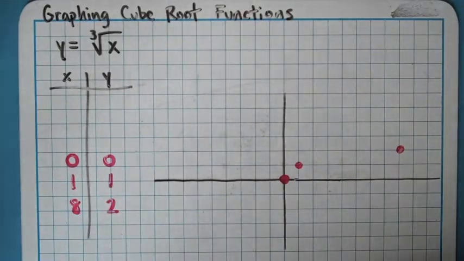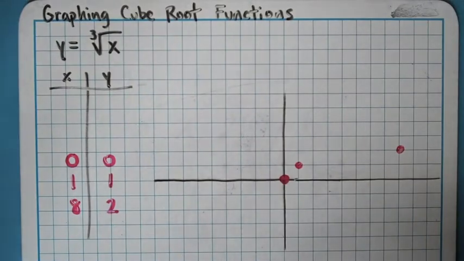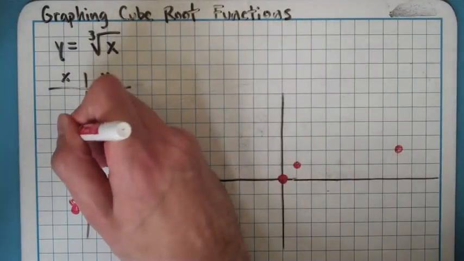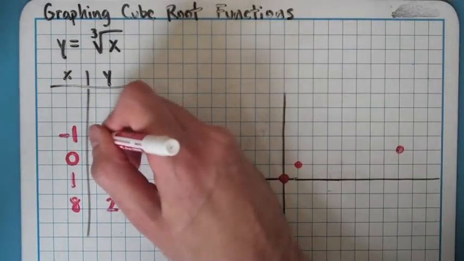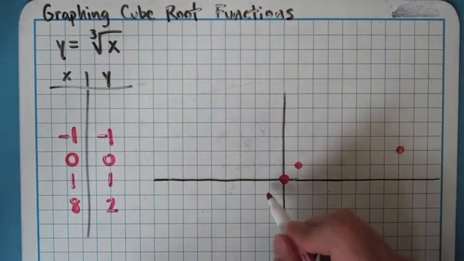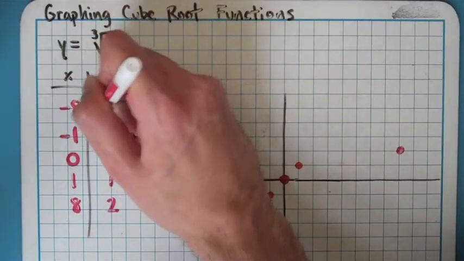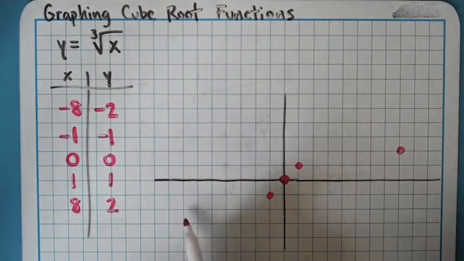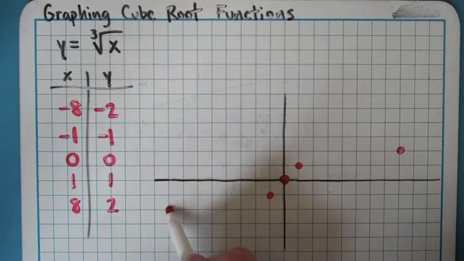Now, on the other hand, we have negative numbers, and with square root functions, that was no good. We didn't like having negatives in the sense that they gave us imaginary answers, so we couldn't plot that. But with a cube root, we can take a negative no problem. The cube root of negative 1 is just negative 1, because negative 1 to the third power still gets you negative 1. And the cube root of negative 8 is going to be negative 2. So my graph is going to look something like this with my points right here.